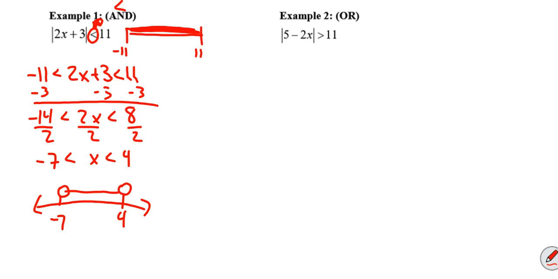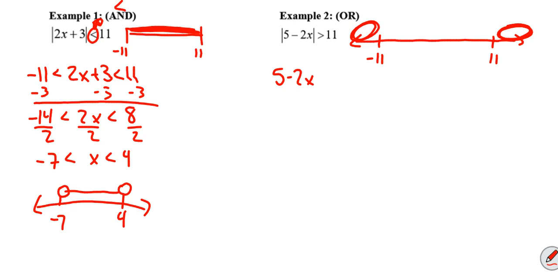But over here, where we have -11 and 11, we want the distances to be greater than. So we're talking about out here, in this region out here, this region out here. So there's 2 separate regions, so we're going to write 2 separate problems. 5 minus 2x is greater than 11, or 5 minus 2x is less than -11. And then we'll solve each problem separately.